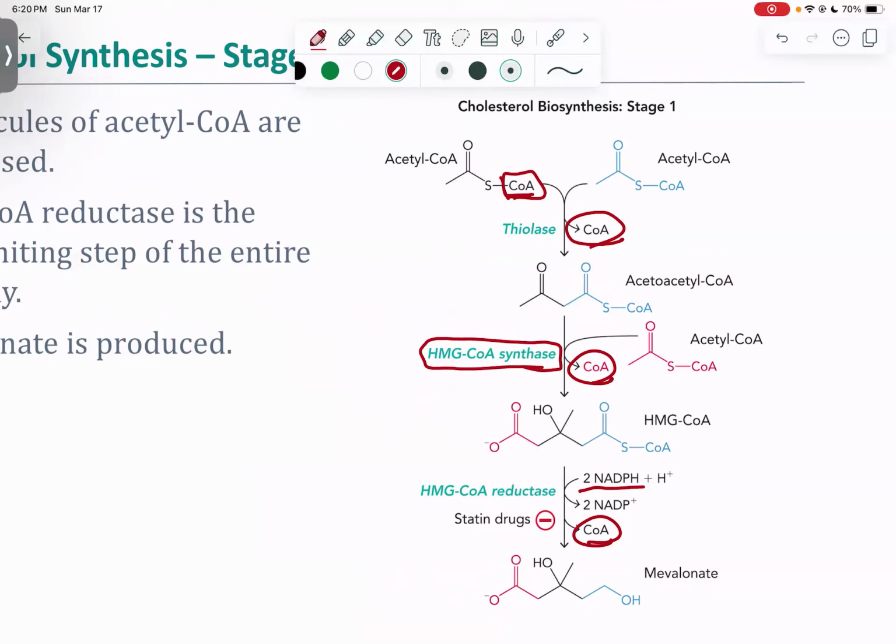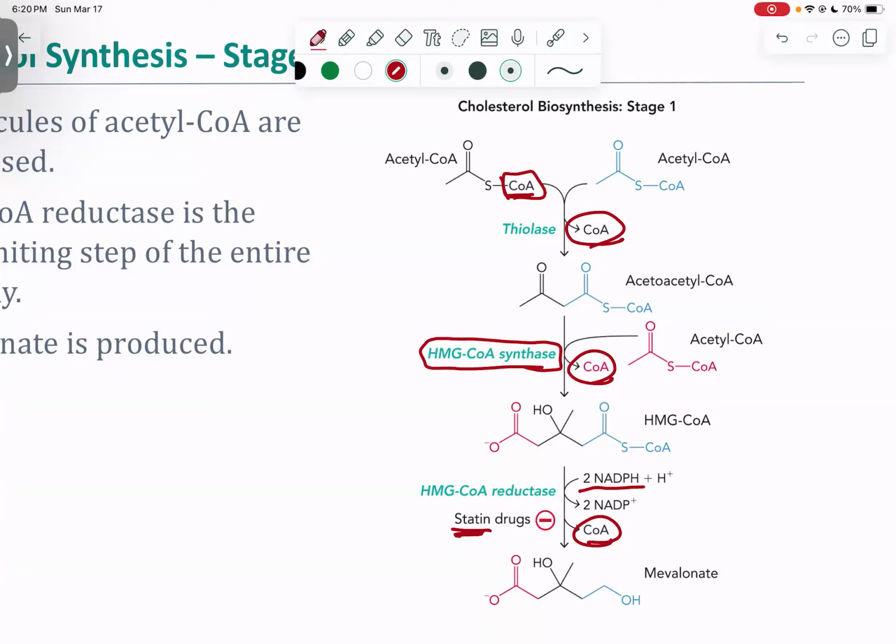So if I'm a pharmaceutical company and I want to regulate how much cholesterol a person can make, well, I want to look at my rate limiting step of the pathway. Well, that's HMG-CoA synthetase. And so if we target this one, this is called a statin drug. So the HMG-CoA synthase is really, really important.